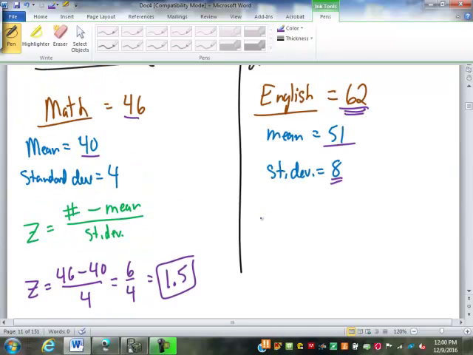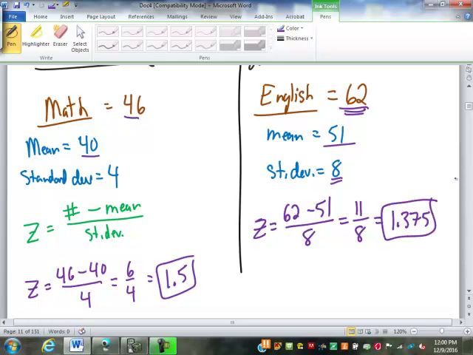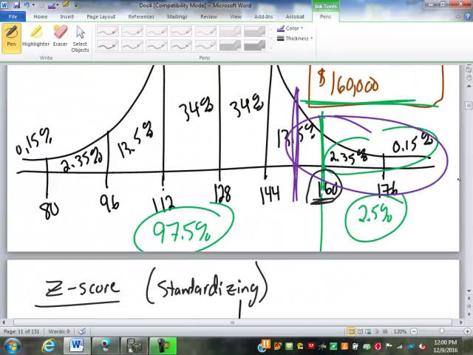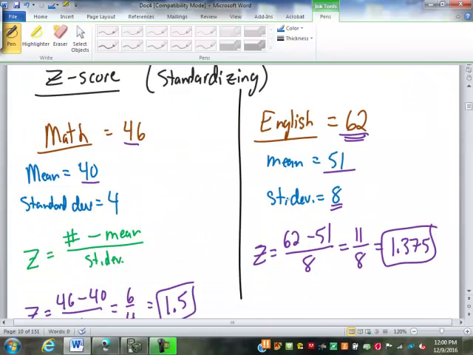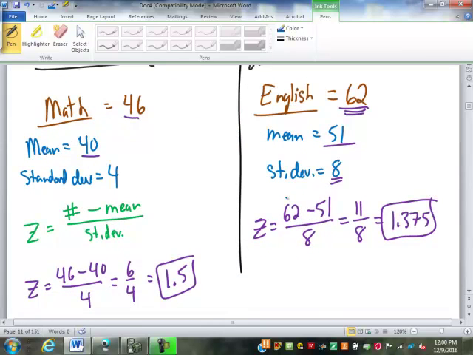the Z-score for your English test, you scored a 62 where the mean was a 51 and the standard deviation was 8. So 62 minus 51 is 11, divided by 8 is 1.375, or 1 3/8 if you want to leave it as a fraction. That is saying you scored 1.375 standard deviations above the mean. So if you're looking on the curve up here, that'd be somewhere in here. So you actually scored slightly better on the math than you did on the English, compared to the rest of that population.